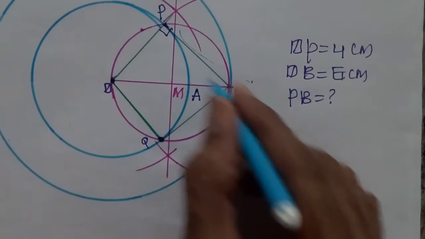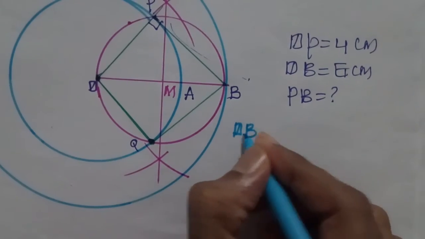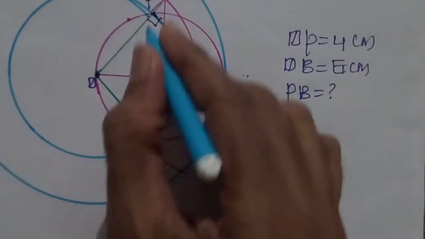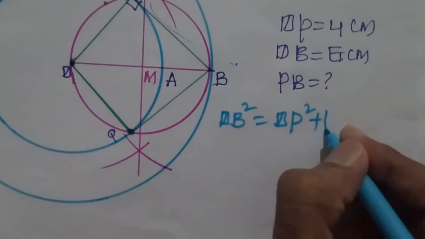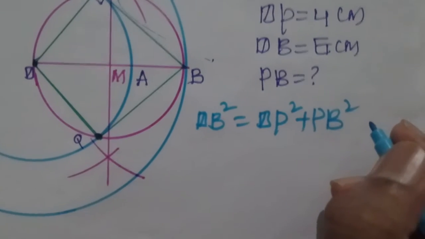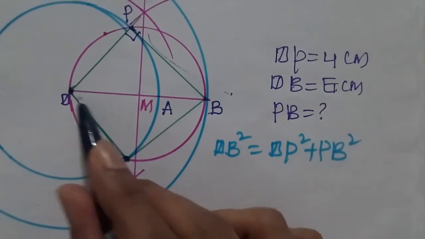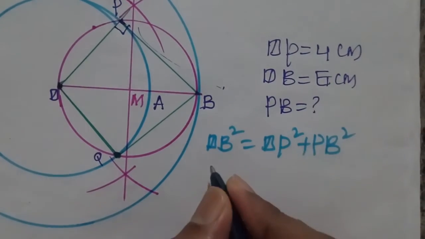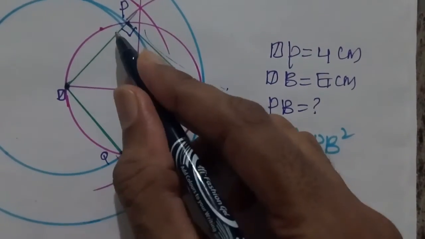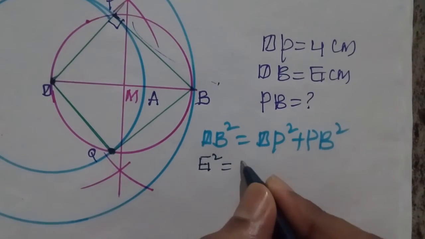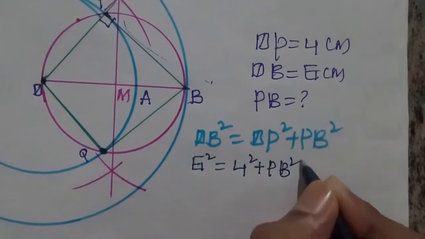Hypotenuse square is equal to side square plus side square. Therefore, OB square is equal to OP square plus PB square. OB is 6 cm, so 6 square is equal to OP square, where OP is the smaller circle radius 4 cm, plus PB square.